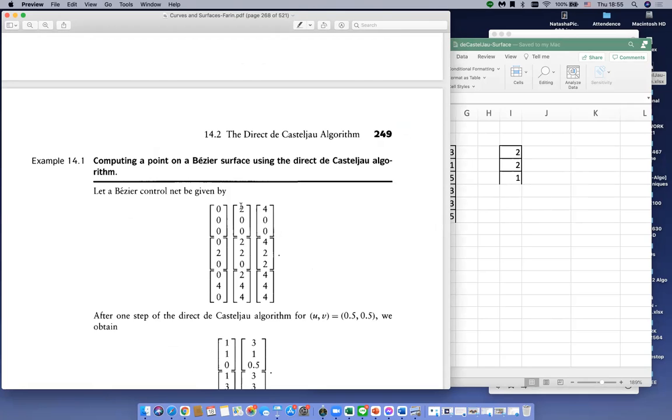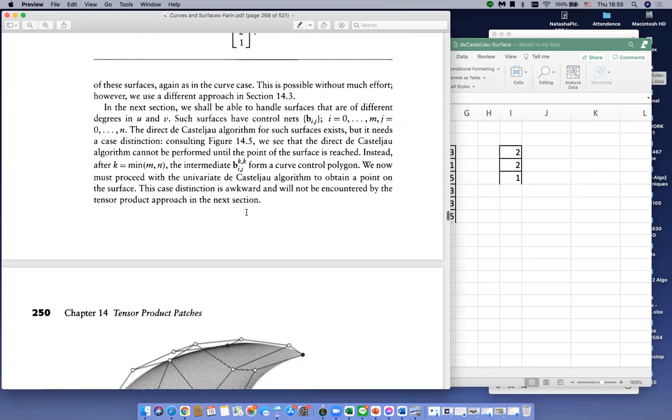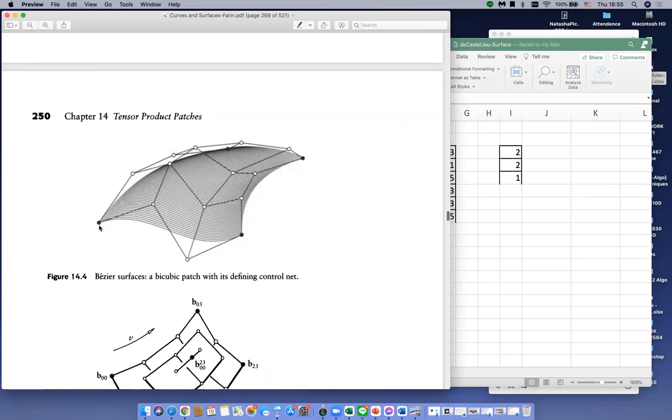Order three, degree two, right? So it is a biquadratic patch. And then if we extend one more point, like this, 1, 2, 3, 4, order 4, degree 3, so it will be a bicubic patch.